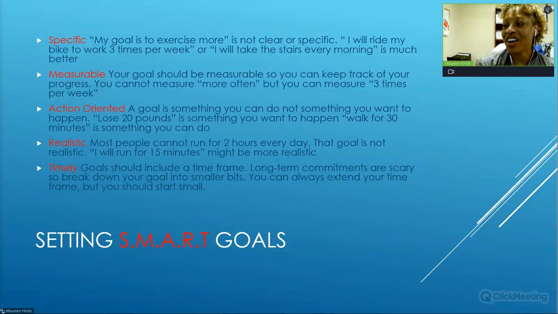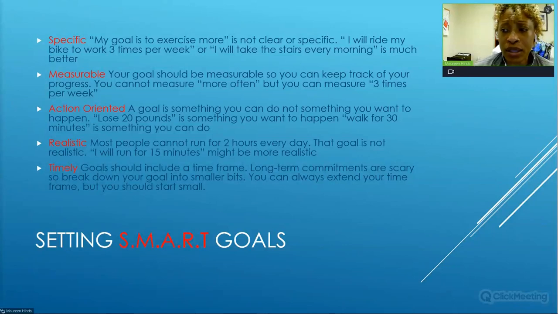Because it's not clear. I will ride my bike to work 3 times a week. There we go. That is more specific because it's giving us now an actual action as to what we're going to do, how many times, and makes it more specific. Or for instance, I will take the stairs every morning. That's more of a specific goal. So when we're making SMART goals, again, you want to be clear and concise as to what exactly you're going to do and how often, just to kind of make it specific to fit that category.